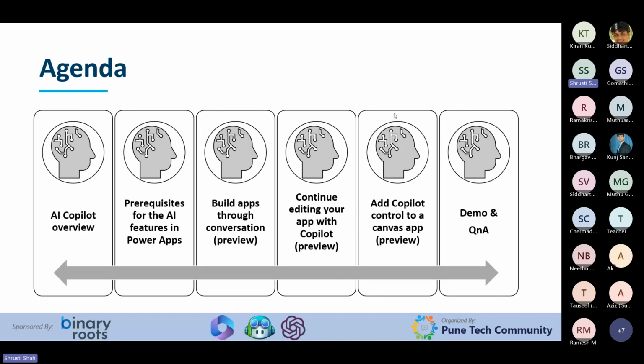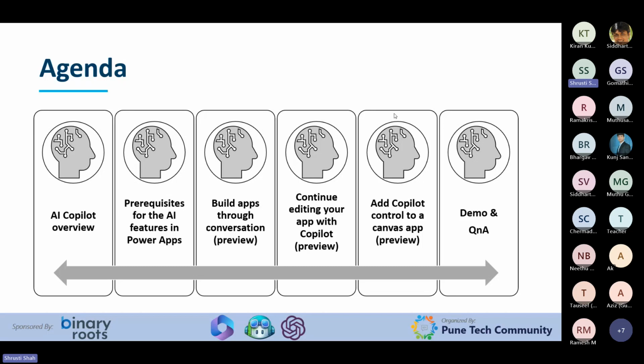Next is prerequisites. Let's say I want to leverage this AI Copilot feature, how can I have that in my tenant? Probably not in your company tenants, because those have policies which might be restricted, and it is only available to a few set of users. But you can definitely go ahead and pull up your demo tenant, demo accounts, and then you can enable this feature. And how you can do that, we'll take a look at.